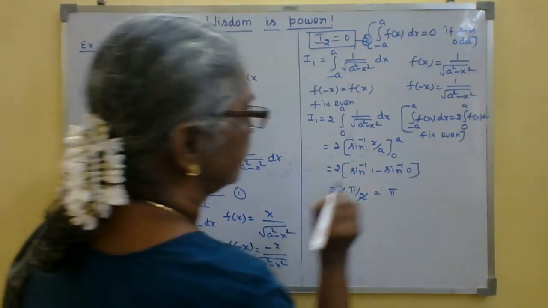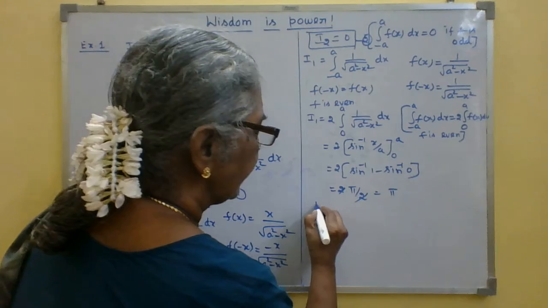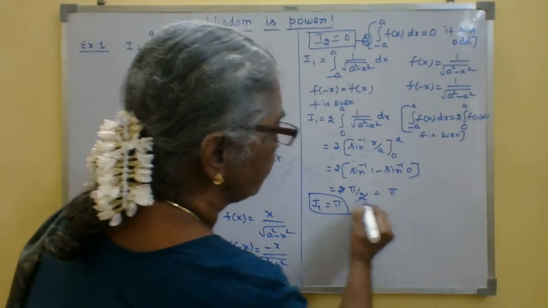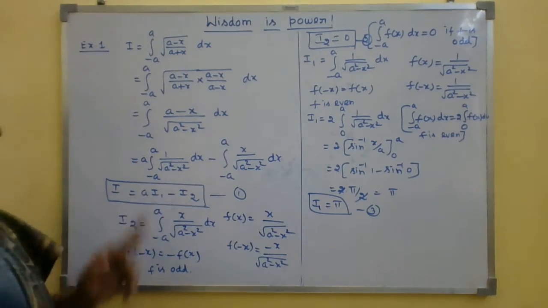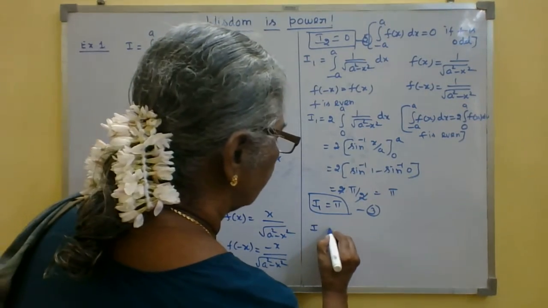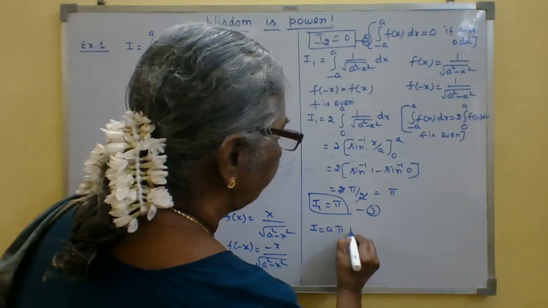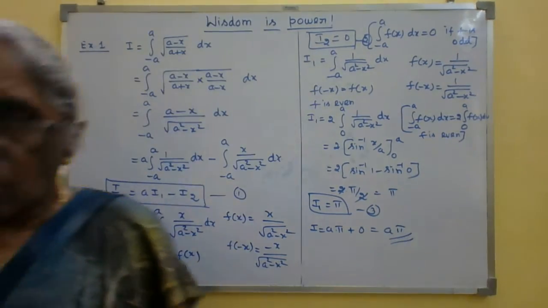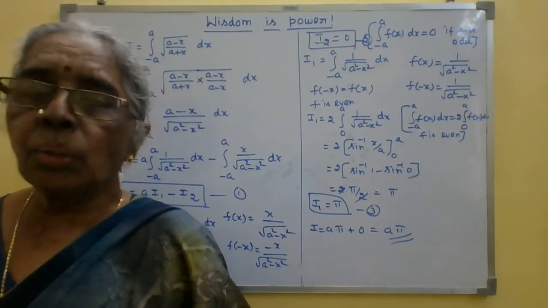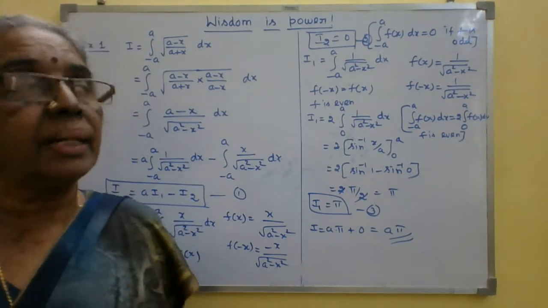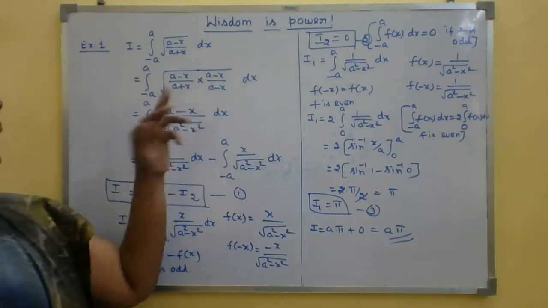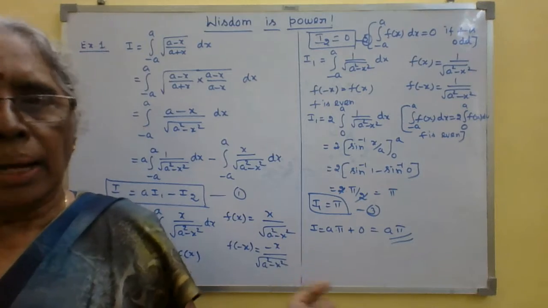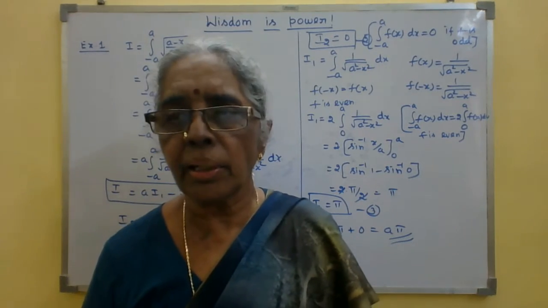So you get this as pi. So your I1 is equal to pi. Mark this as 3. Now you substitute the 2 and 3 in 1. So you will get I is equal to A into pi plus 0, which is equal to A pi. Do you understand? So in this sum, straight away you are not applying that property, but you are first conjugating, splitting it into two integrals, then you are applying that property and you got the result. Okay, is this sum clear to you?